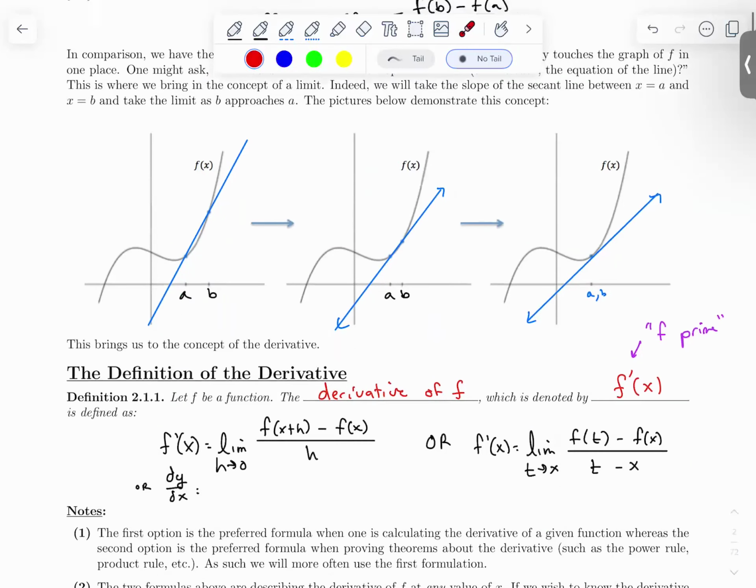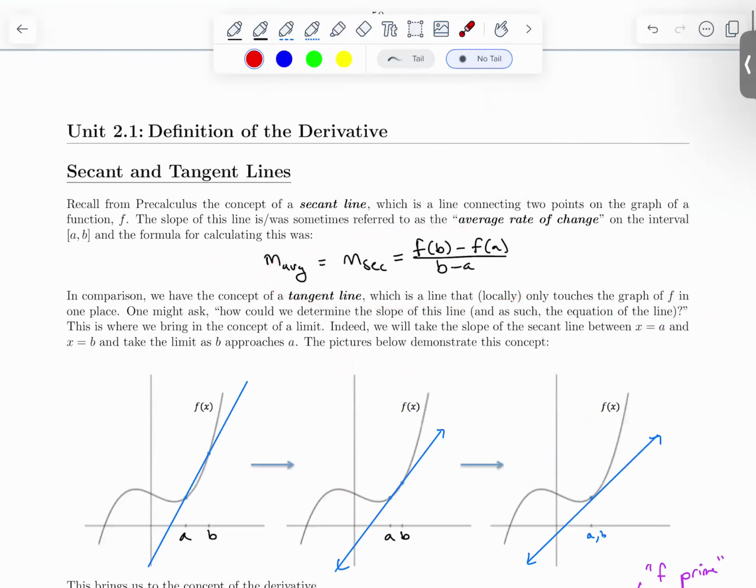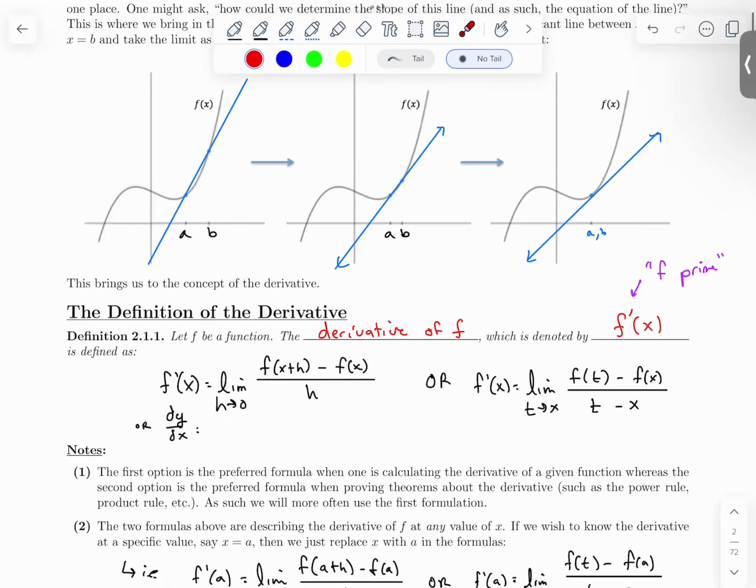Because at the end of the day, it is a limit of a secant line, the limit of the average rate of change, excuse me. And the average rate of change is a slope. The average rate of change is the slope of that line that connects the 2 points, and the limiting process makes it the tangent line. So the tangent line, the slope of the tangent.